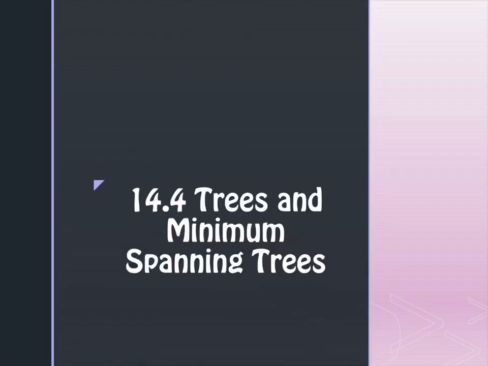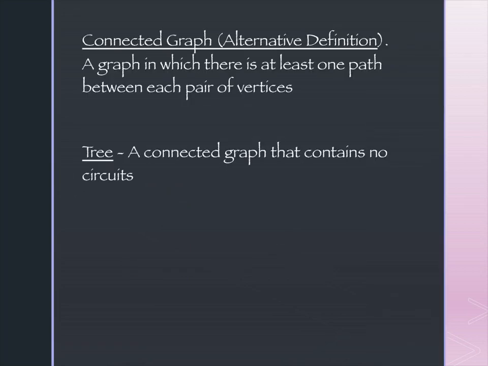All right, section 14.4. Today we're going to take a look at graphs that are specifically called trees and minimum spanning trees. So definition first. We saw a definition for a connected graph before. This is an alternative definition that's equivalent. It's a graph in which there is at least one path between each pair of vertices. And a tree is a connected graph that contains no circuits. No circuits.